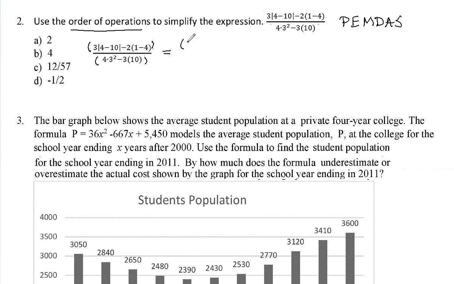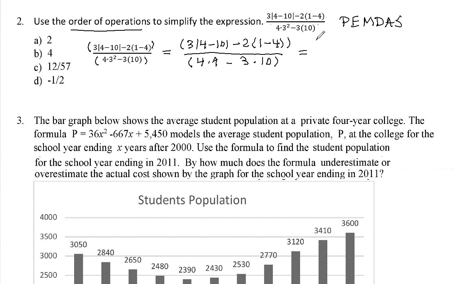So the numerator, I'll just rewrite here: absolute value of 4 minus 10, and then minus 2 times 1 minus 4. And then in the denominator, 4 times 9, since 3 squared is 9, minus 3 times 10. Okay, so what's next? Well, we've got parentheses inside of parentheses here, and then the absolute values act like parentheses. So we have to simplify inside those first. So let's do that next.